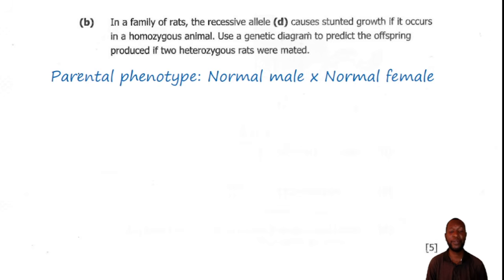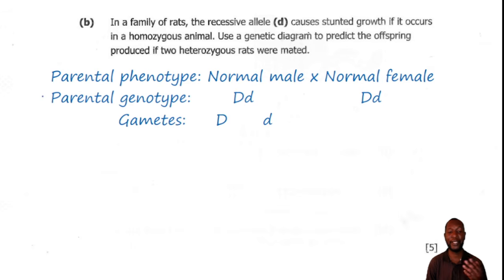The next step is to write the parental genotype. So parental genotype, you are going to have heterozygous crossed with the heterozygous. Then the next step is to write the gametes. So we write the gametes by splitting the genotypes. So we write the gametes, then we separate the genotypes. Then next we show the random crossing.